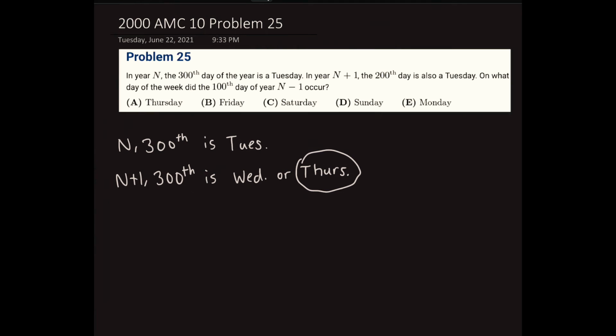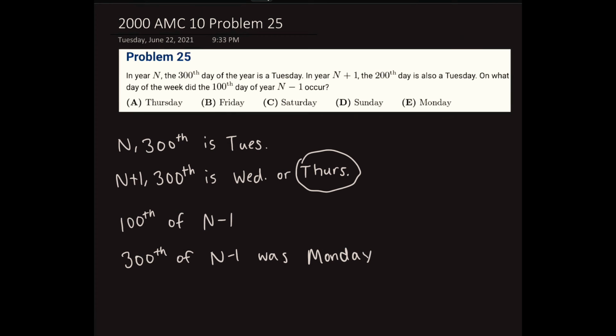And so this means that year n plus 1 was a leap year, which means that year n plus 1, which is the main part of this problem, cannot be a leap year. And the goal of the question is to find out what the 100th day of year n minus 1 is. Once again, we can reference the rule from earlier that adding 1 year means that the same day in the next year is going to be the next day of the week, which means that if the 300th day of year n was a Tuesday, then the 300th day of year n minus 1 was a Monday. And so we know that the 300th of n minus 1 was a Monday.